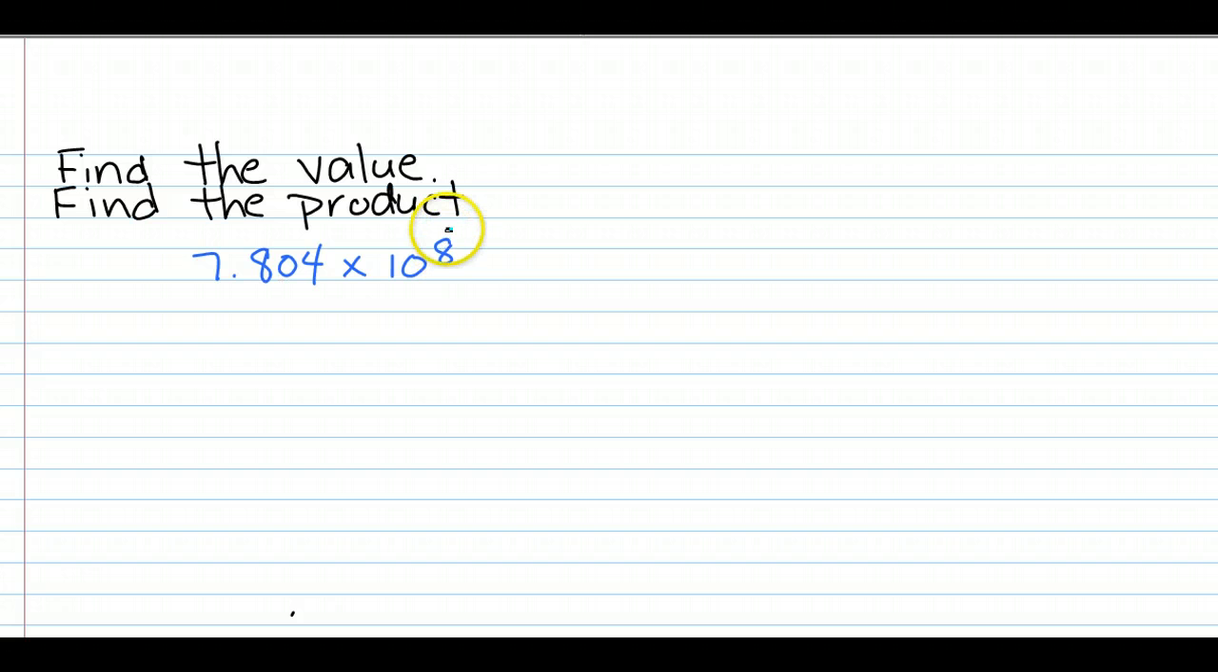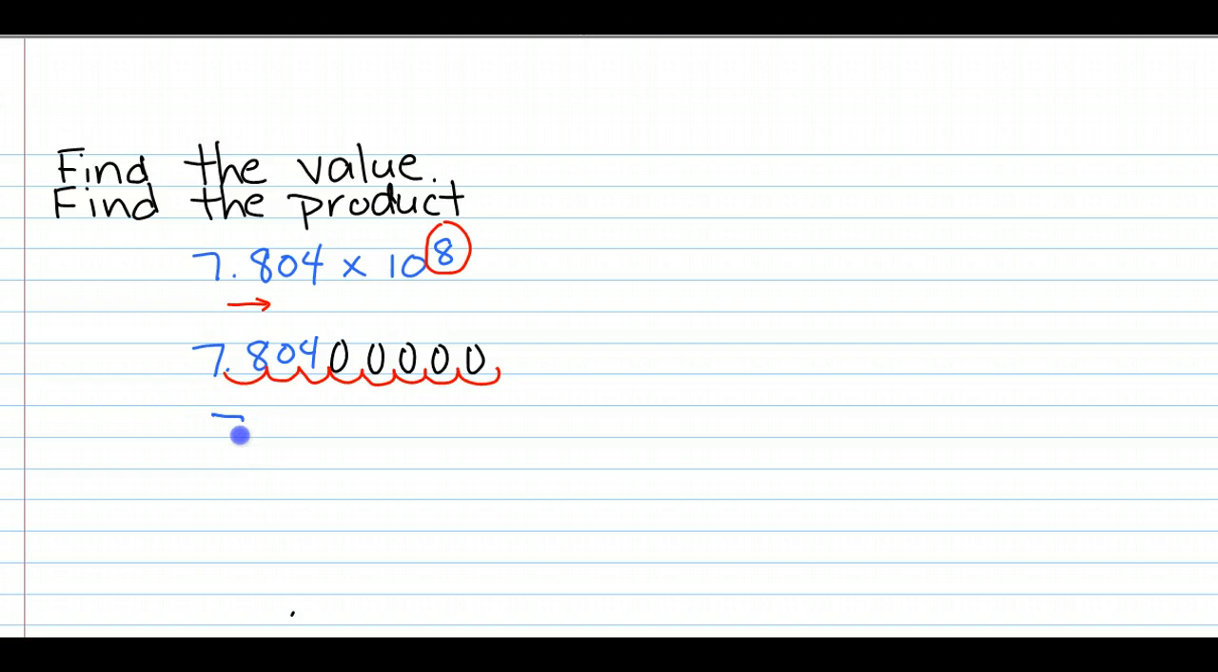So we take a look at the exponent. The exponent is 8, which means I'm going to move this decimal point 8 spots to the right. So I'm going to rewrite 7.804. And notice that this 0 is important because it's in between two other numbers. All right, 8 spots. 1, 2, 3, 4, 5, 6, 7, 8. Fill my egg carton with eggs.